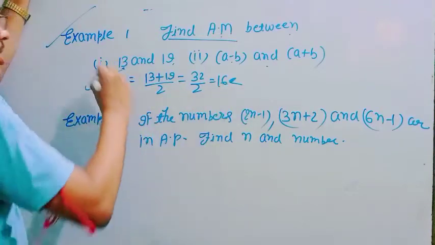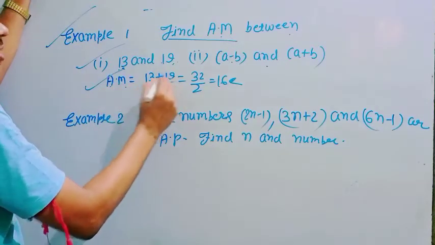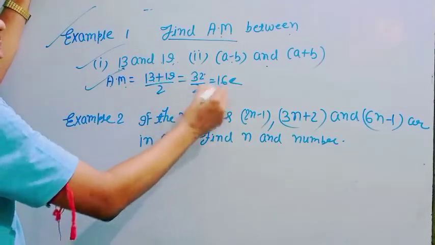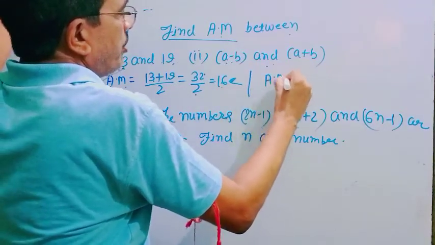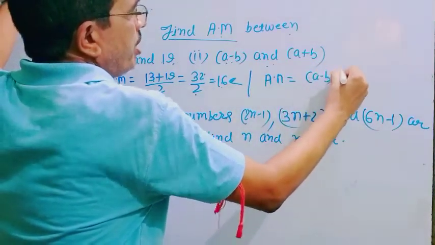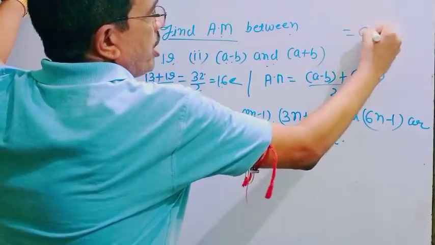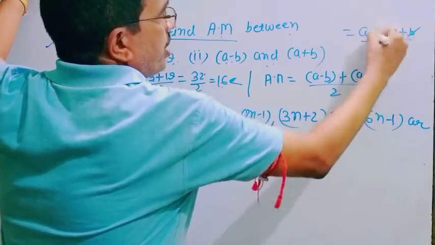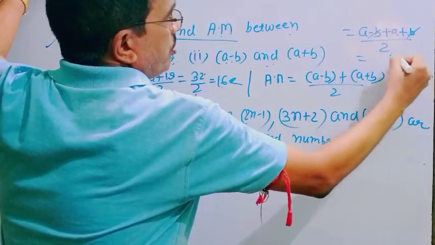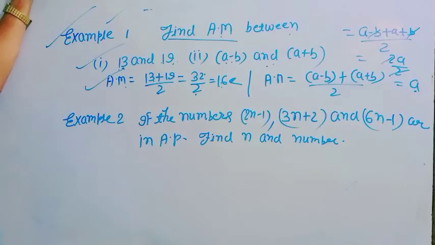That is your solution. What is the arithmetic mean of 13 and 19? AM is equal to 13 plus 19 by 2, that is 32 by 2, that is 16. Similarly, the second question: the arithmetic mean of these numbers is a minus b plus a plus b by 2. Then you write a minus b plus a plus b by 2. b cancels, that is 2a by 2, so it is equal to a. So for 2 numbers, you can easily find the average of those numbers.